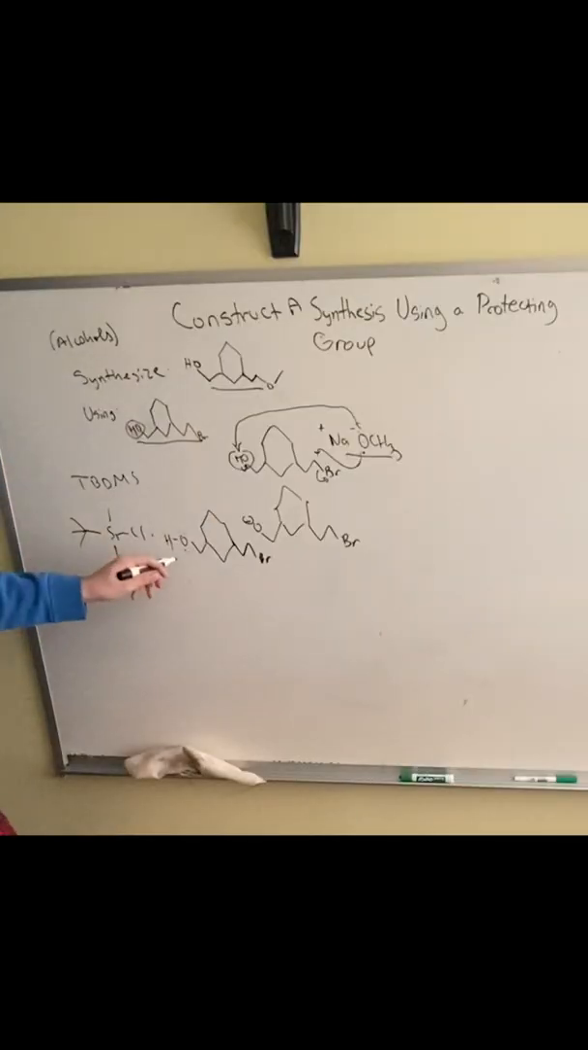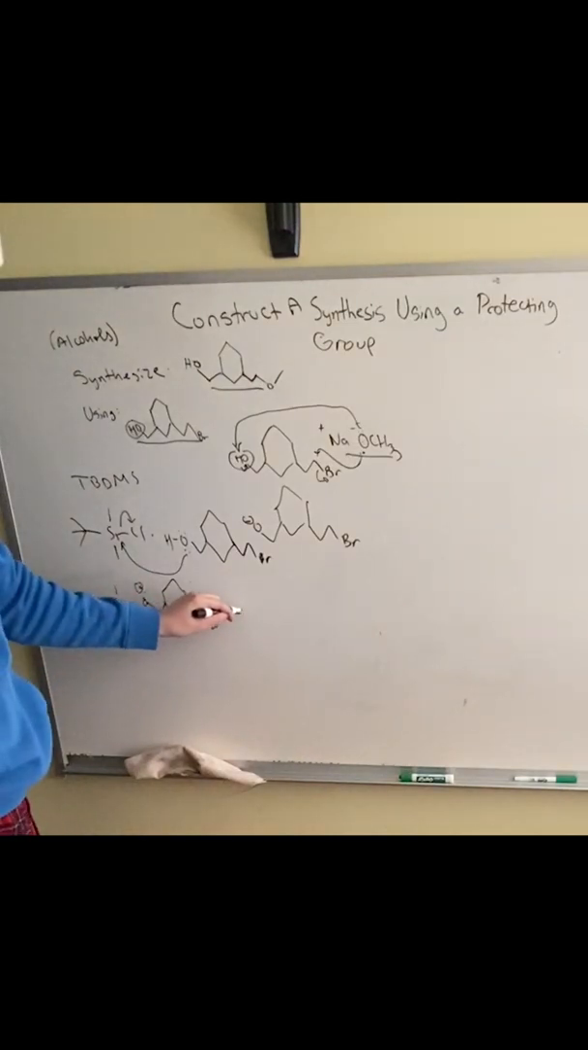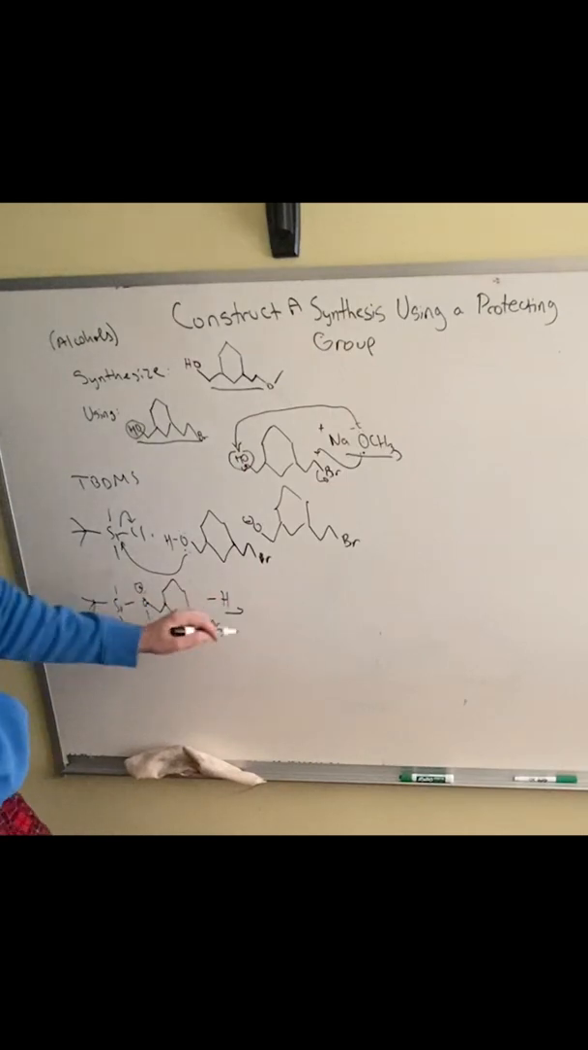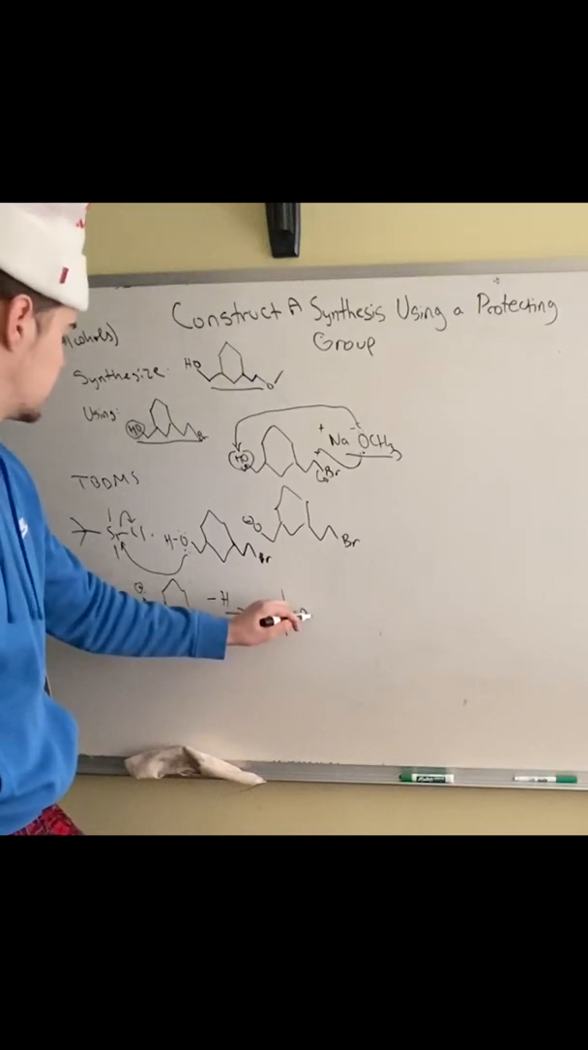Once we have our TBDMS, the oxygen of the alcohol right here is going to attack the silicon, which kicks off the chlorine. So instead of the chlorine being bonded to the silicon, you're going to have the oxygen, and you're going to get something that looks like this. And now we get rid of the hydrogen, which gives us a product of this.